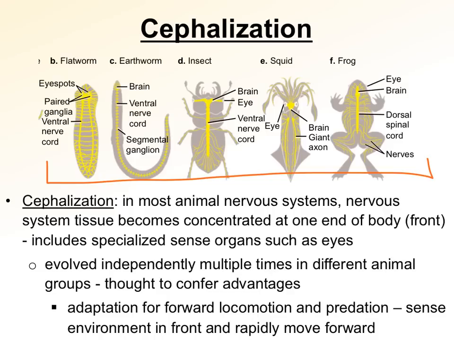And when that happened, you start to see the evolution of the brain, and then more specialized sensing organs such as the eyes in one location, going after prey or evading a predator. And you actually see that this evolved many times in different animals independently, but it did confer an advantage in each situation. Again, you have forward locomotion, ability to be a predator, and also sense your environment and move in a much more coordinated fashion.